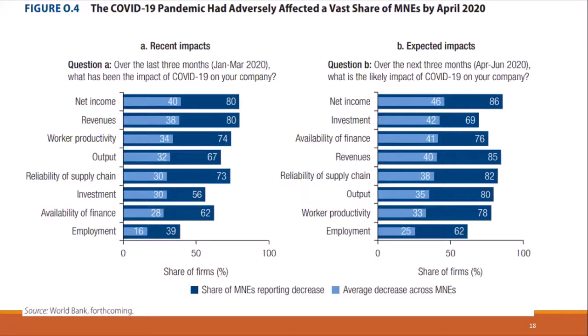Then they were asked about their expectations for the next 3 months between April and June 2020. They were asked, what is the likely impact of COVID-19 on your company? So 86% of the companies are expecting 46% decrease in their income. 69% of the companies are expecting 42% decrease in investments. And finally, 62% of the companies are expecting 25% decrease in employment.